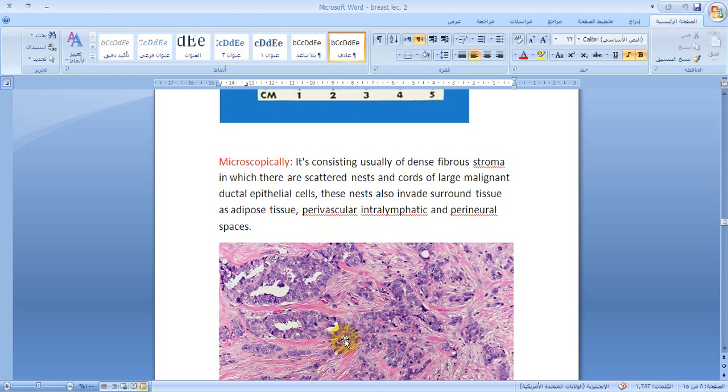هاي nest and cord of malignant ductal epithelial cell causing invasion to surrounding tissue as adipose tissue, perivascular and intralymphatic and perineural spaces.